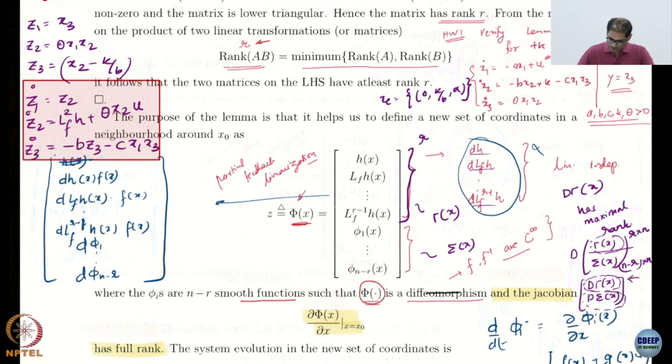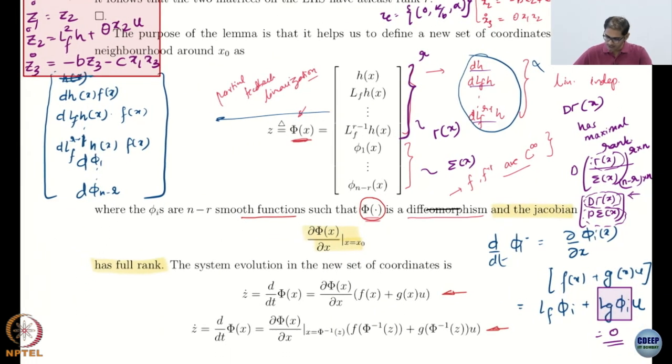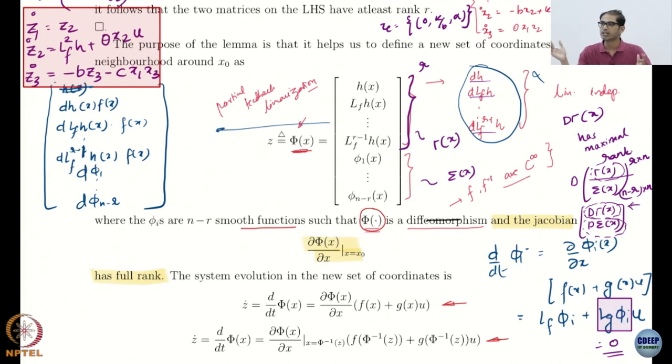Of course, once you have this linear independence, you can construct this change of coordinates. Since this gives me only r coordinates, I add a few more. How many more? n minus r more, because I started with an n-dimensional state space, so I have to go to another n-dimensional state space. So I have this r, and then this n minus r, where these phi are simply chosen to make sure that this whole map, capital Phi, is a diffeomorphism, which essentially means that the Jacobian has to be invertible.